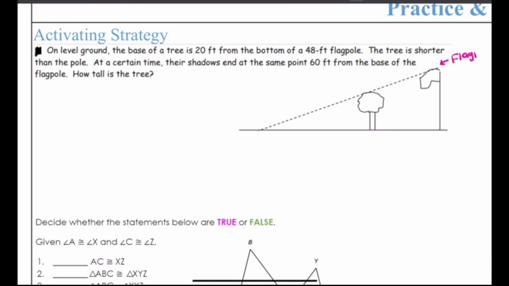So if we read this question, it says, on level ground, the base of a tree is 20 feet from the bottom of a 48-foot flagpole. So this right here is my flagpole, and they said that the flagpole was 48 feet, okay? Then it said that the base of your tree was 20 feet from the bottom of your flagpole. So right over here is the bottom of your flagpole. This is the base of your tree. So this distance right here is 20 feet.